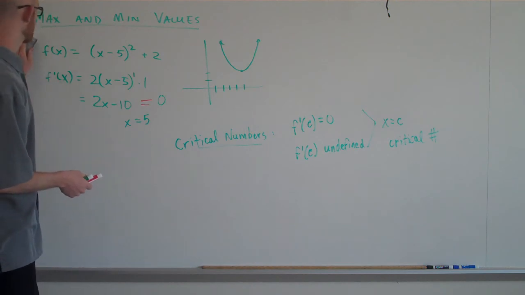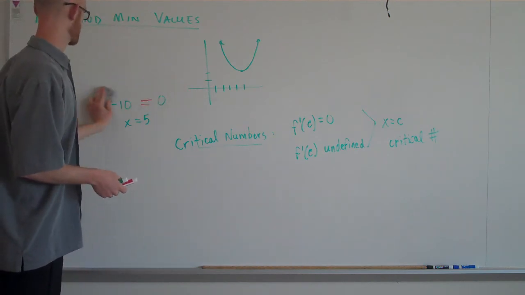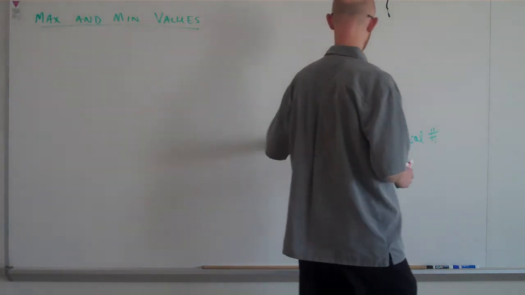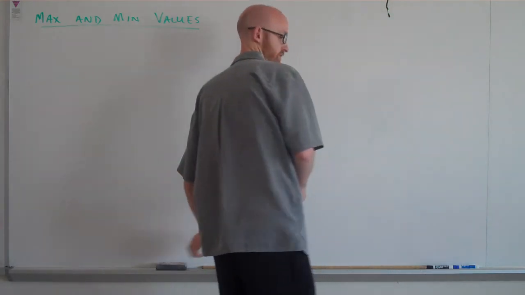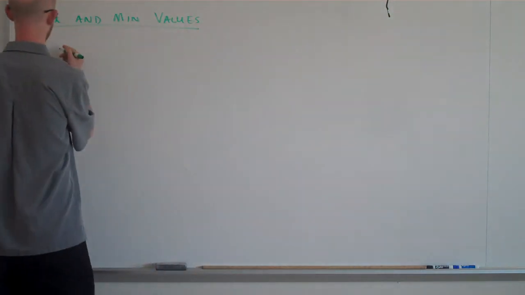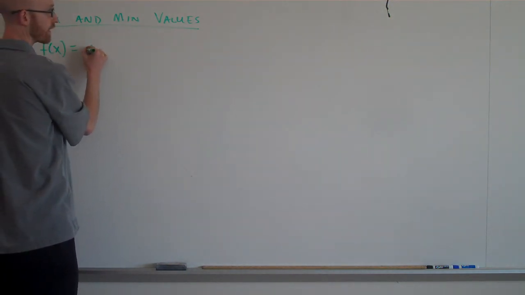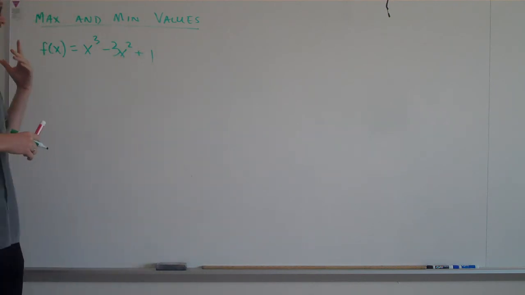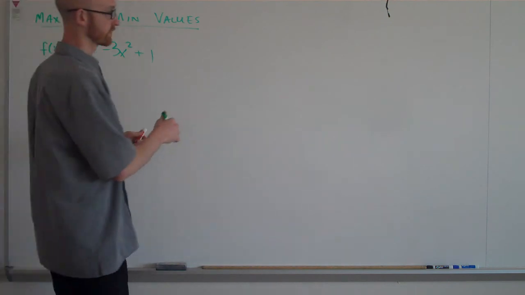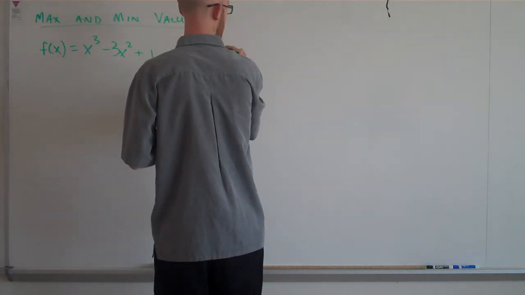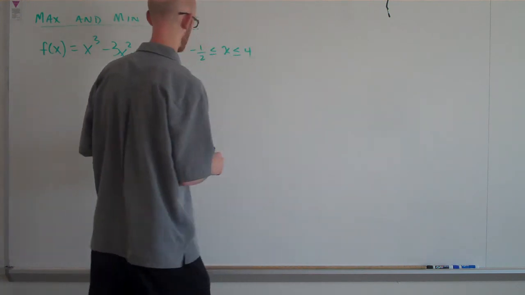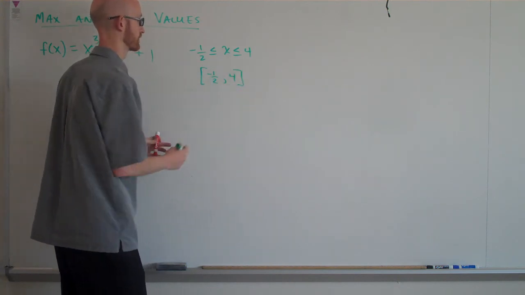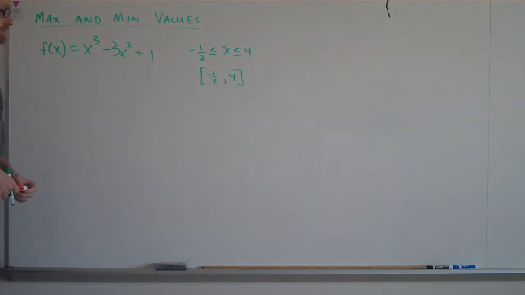So now let's consider a function where we don't necessarily know ahead of time what the thing looks like. It might be good after you work with it to graph it. That function will be x cubed minus 3x squared plus 1. So the first thing is, since I don't know what this thing looks like, let's examine it on the interval from -1/2 up to 4. Right, and you could also write this as -1/2 to 4. Either interval notation is acceptable.